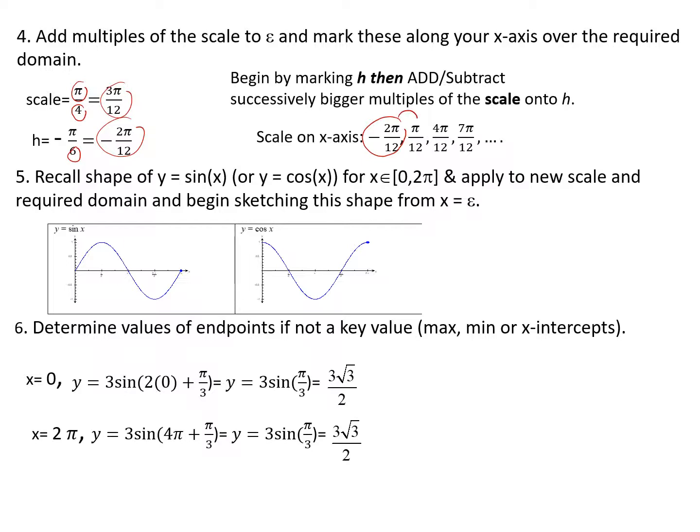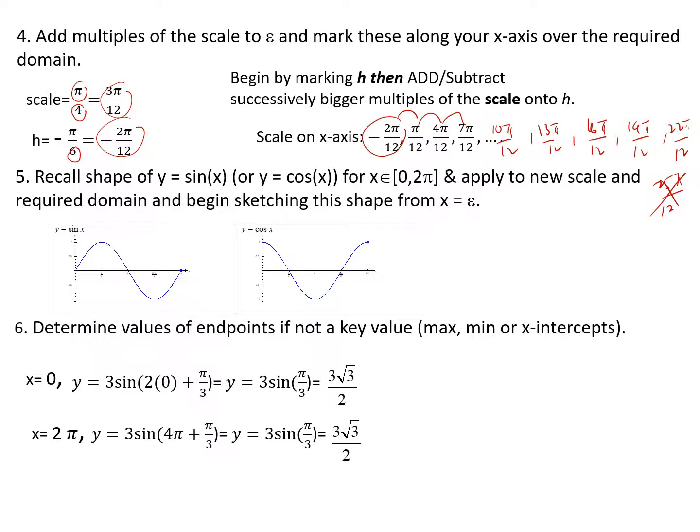So if I add 3pi/12 to negative 2pi/12, I'm going to get pi/12. If I add 3pi/12 to pi/12, that will give you 4pi/12, and keep going, 7pi/12, 10pi/12, 13pi/12, 16pi/12, 19pi/12, 22pi/12, and 25pi/12, but 25pi/12 is outside the domain. We will stop at 2 pi.